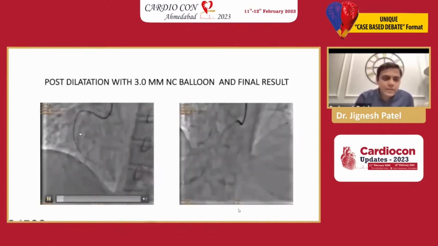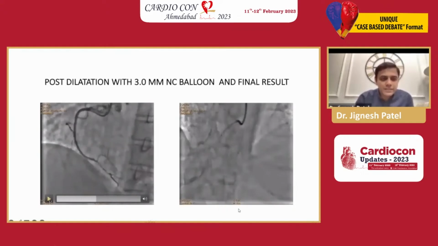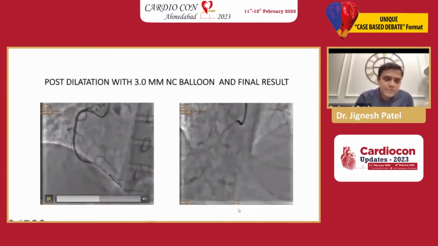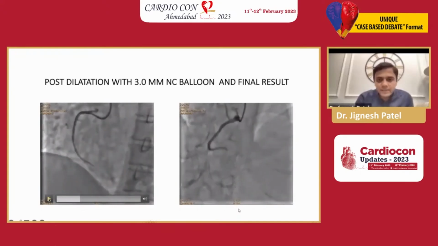After that, we took another stent from proximal to mid RCA. That was a 2.75 by 36 millimeter Racer CC stent. This is the view after the inflation of the second stent. After that, I post-dilated with the 3.0 millimeter balloon at high pressure, 18 atmospheres, from distal to proximal RCA. And this was the final result.